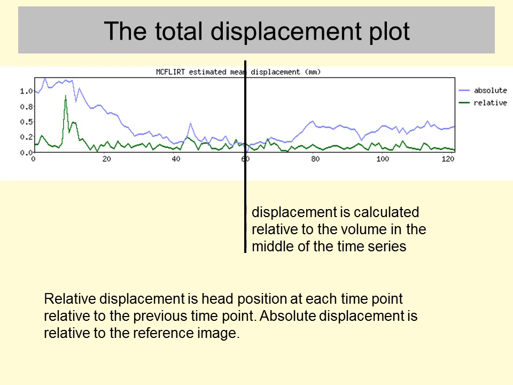Okay, this slide just reiterates what I said on the last slide, but with a helpful extra graphic in the form of this vertical line indicating the middle volume of the time series. So displacement is calculated relative to the volume in the middle of the time series for the absolute plots, and relative displacement, the green line here, is head position at each time point relative to the previous time point. Absolute displacement, remember, is relative to the reference image.